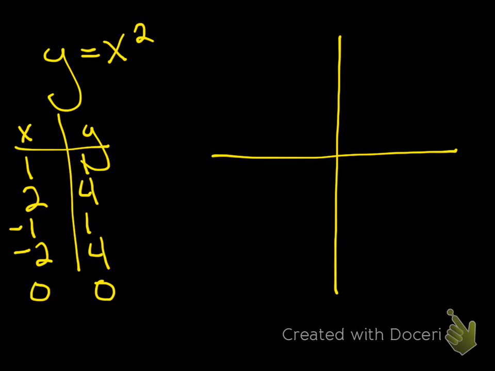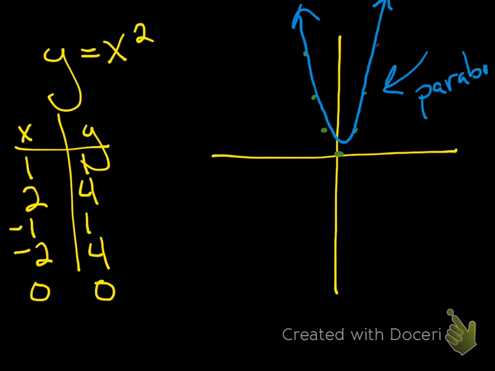So if you plot those points, you should come up with something that is symmetric and opens upward. It should look something like this. This is called a parabola. A parabola is what any quadratic is going to look like. So if it is a quadratic, it will be a parabola.